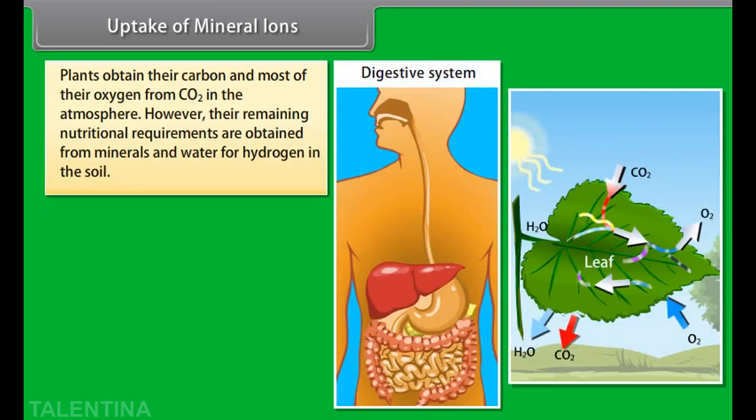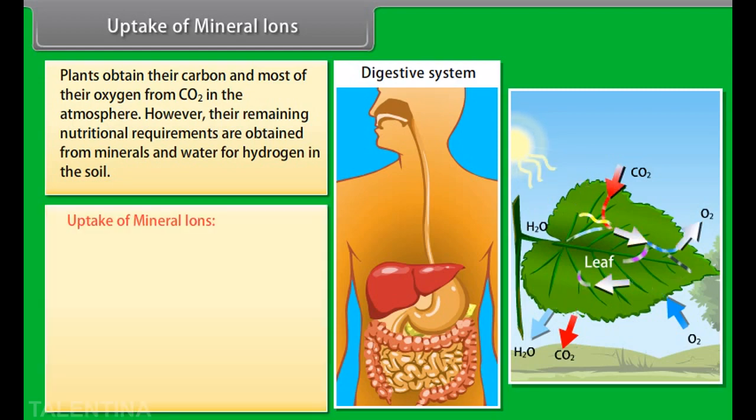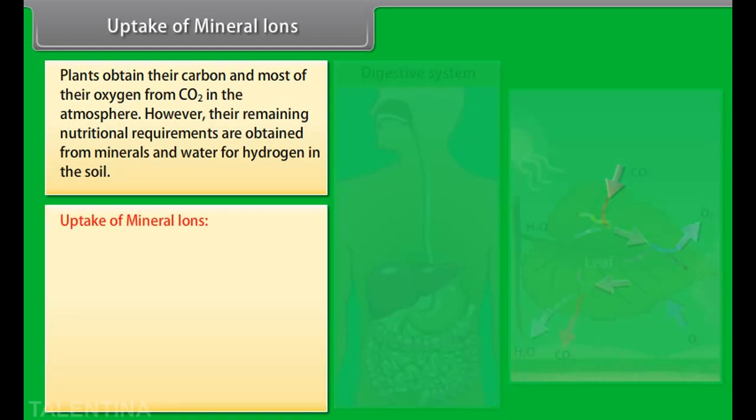Friends, as we all know, plants do not have teeth and digestive organs like us. They obtain their carbon and most of their oxygen from CO2 in the atmosphere. However, their remaining nutritional requirements are obtained from minerals, and water for hydrogen, in the soil. Let us first know how they take up mineral ions.